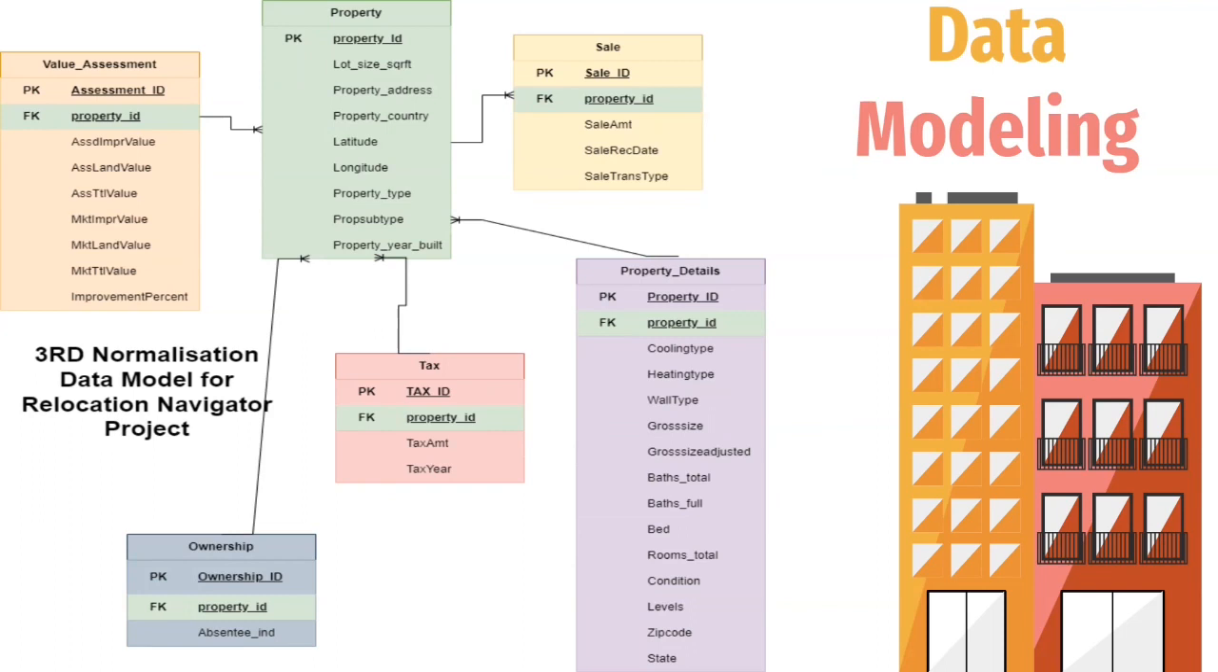So here you can see that we have six tables, and our primary table is the property data. The primary key of the property data is connected with all the other tables as a foreign key. So we would be implementing this model into our transformation step.